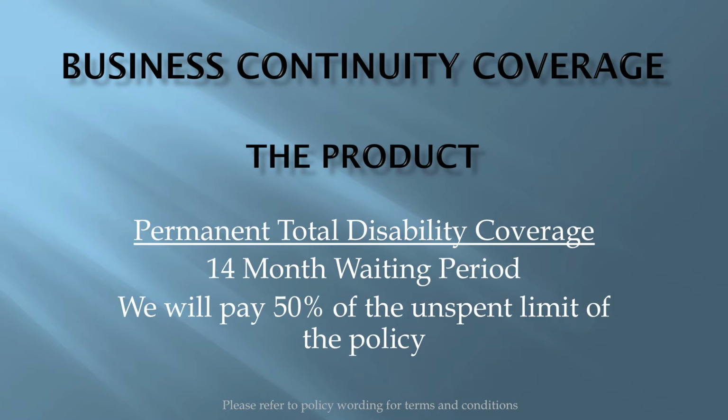Permanent total disability. In the event the disabled insured person is unable to work at 14 months after the disabling accident or onset of the disabling sickness, we will pay the named insured a lump sum equal to 50% of the remaining unspent limit of the policy.